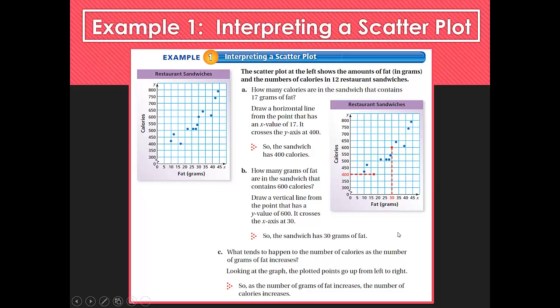C, what tends to happen to the number of calories as the number of grams of fat increases? If you look at the graph, the plotted points go up from left to right. So our plotted points from left to right are going up. So as the number of grams of fat increases, the number of calories increases. So as you have more fat, the number of calories is getting larger as well.